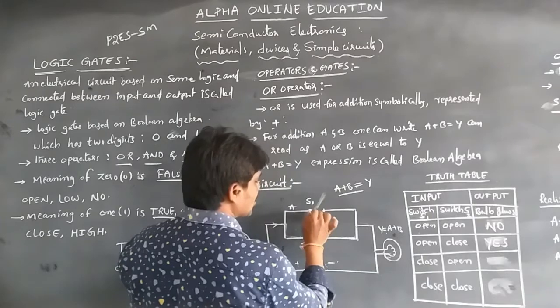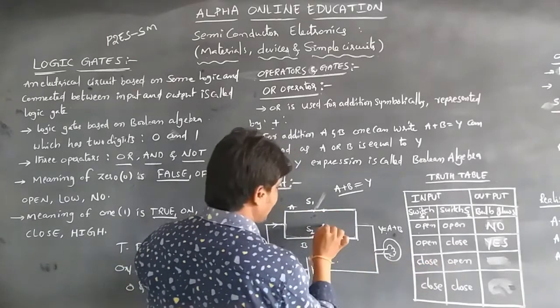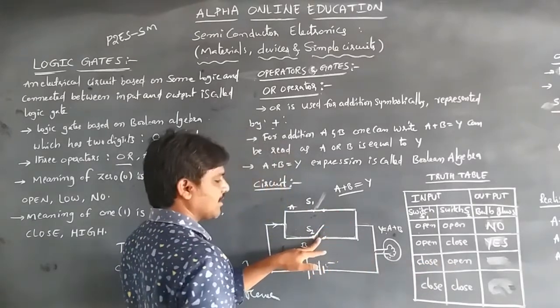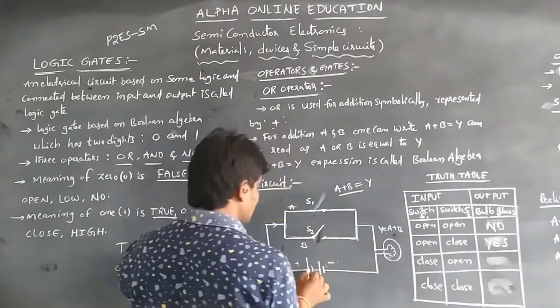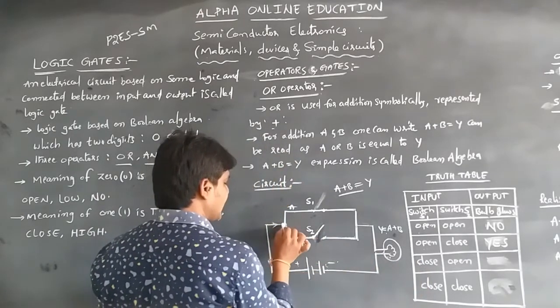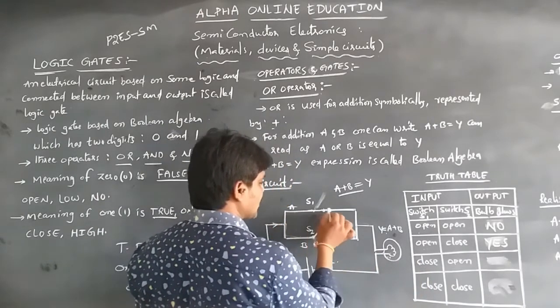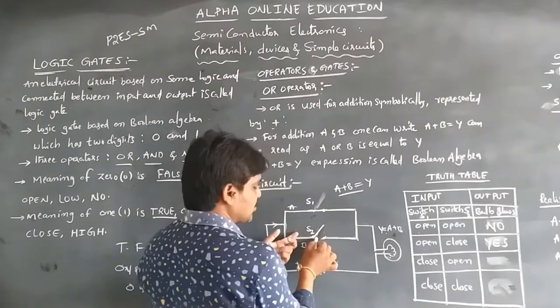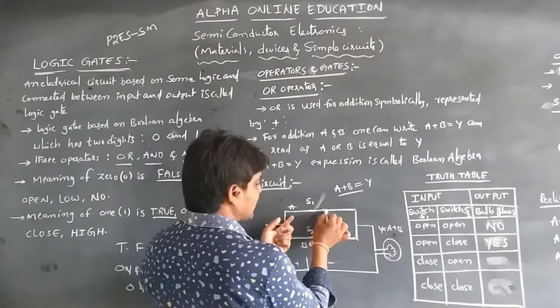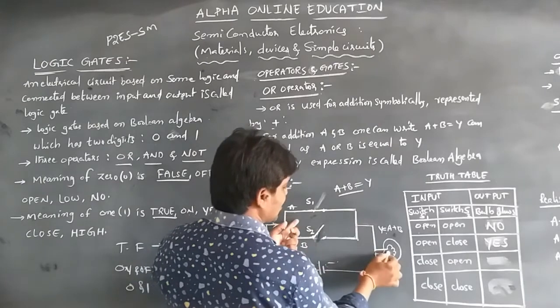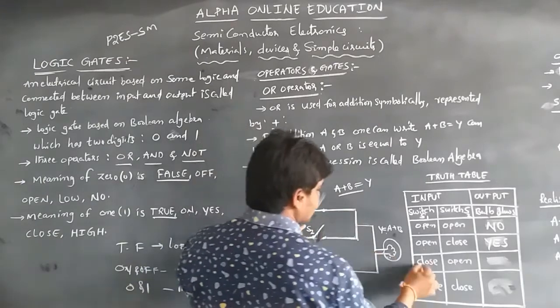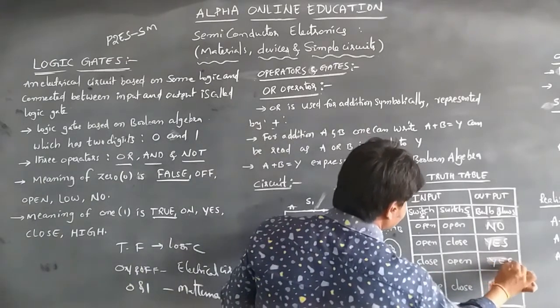The next input: S1 is closed and S2 is open. Then the current flows through the circuit and passes through the S1 switch because S2 is open. So the current flows through S1 and the bulb glows.